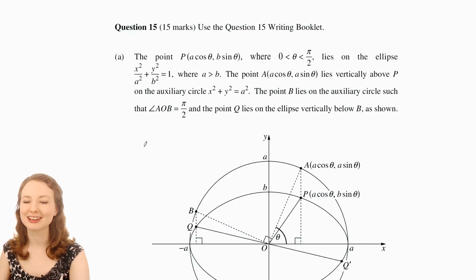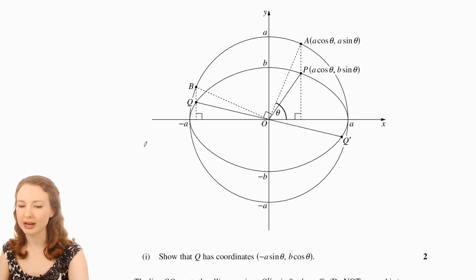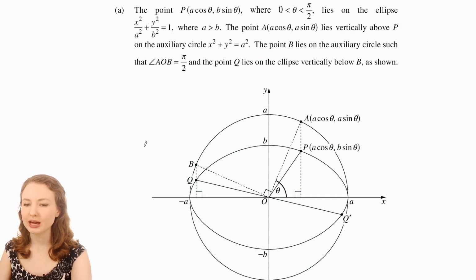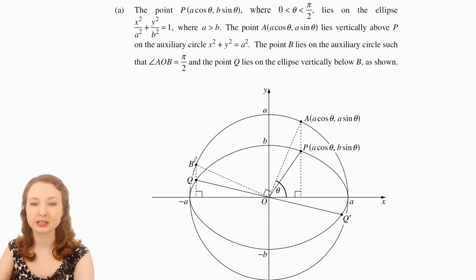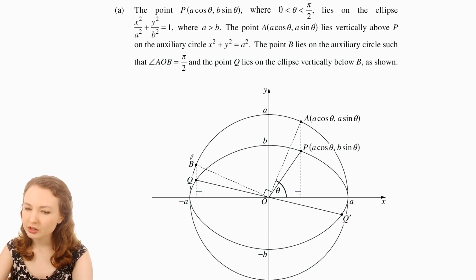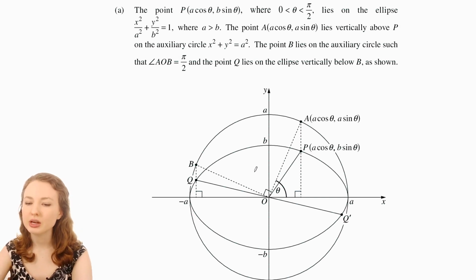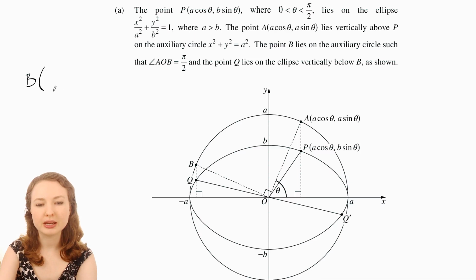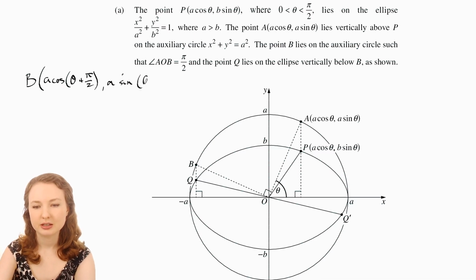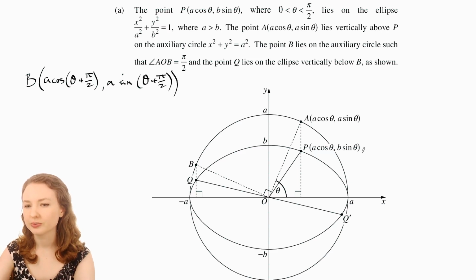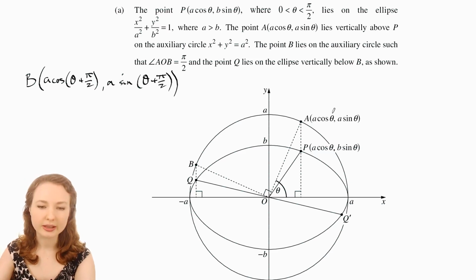Question 15. So in part 1 we're going to work out the coordinates of Q. And to do that we have to work out where B is first. So the angle that B is at is theta plus pi on 2. So we can say that B is at (A cos(theta plus pi on 2), A sine(theta plus pi on 2)), because it's on that circle where the coordinates are like that.